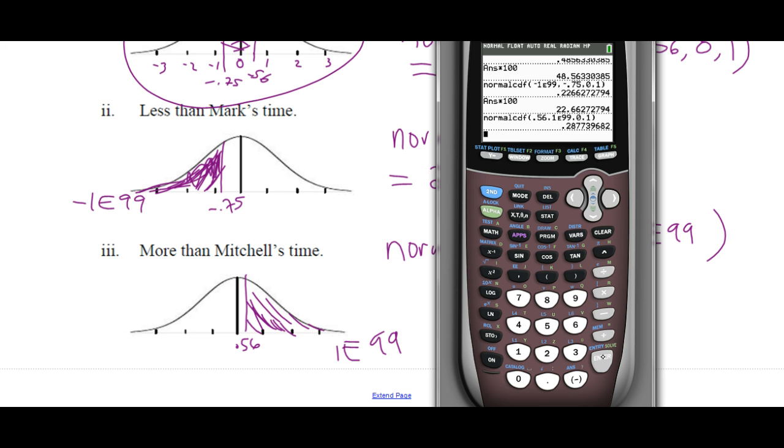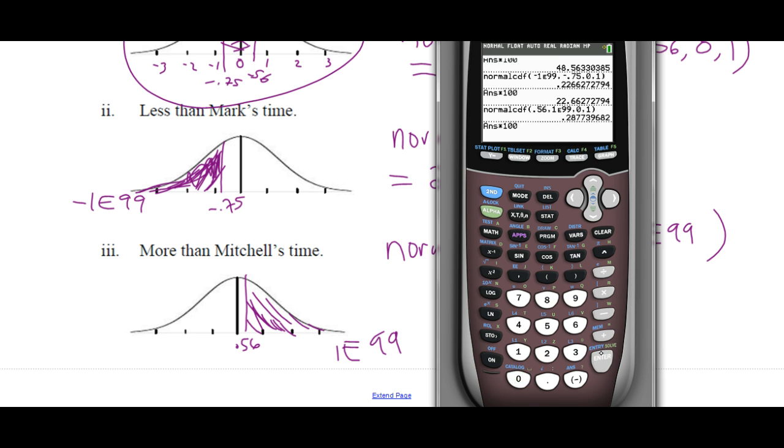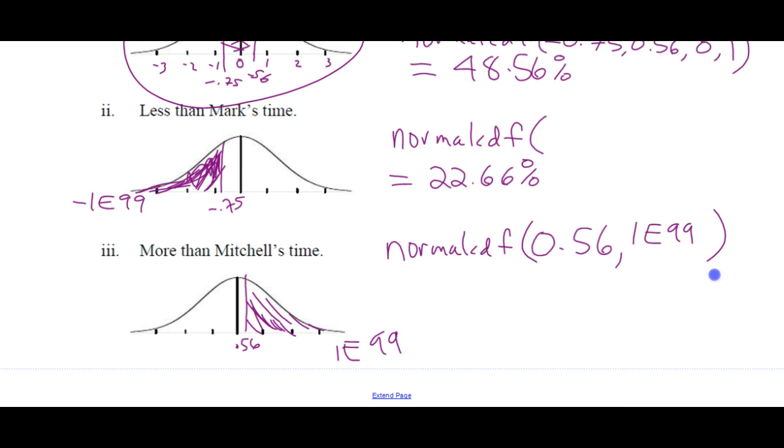0.2877, so times 100 is 28.77. So we're going to put this on your formula sheet. It's going to say normal CDF, lower, comma, upper, comma, 0, comma, 1 for a z-score.